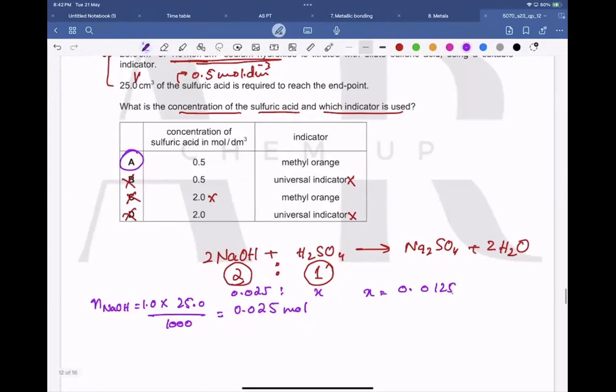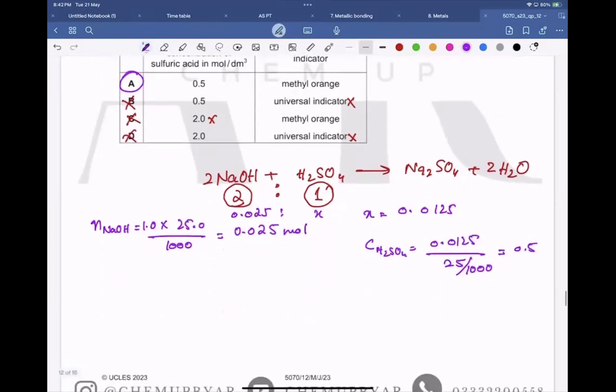So we got the moles of sulfuric acid. Now the volume is the same, so just find the concentration. So the concentration of sulfuric acid can be found: 0.0125 divided by 25 over 1000. Can anyone calculate it and tell me that it is going to be 0.5 only? If you calculate it, you will find this. Okay, so we are done with question number 38.